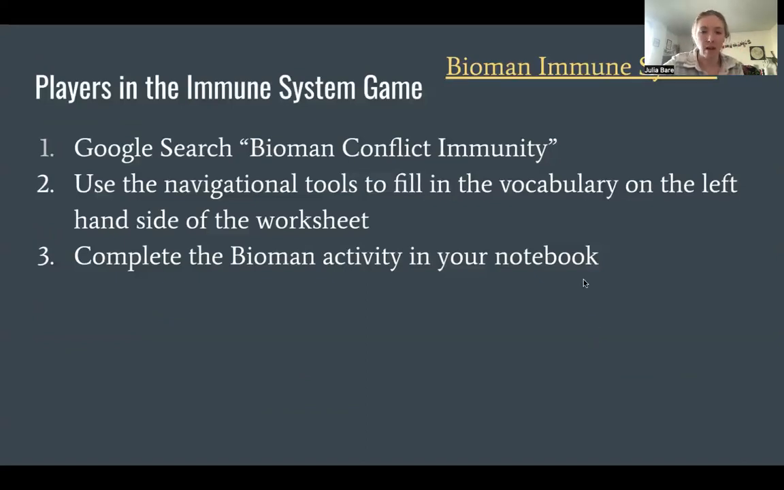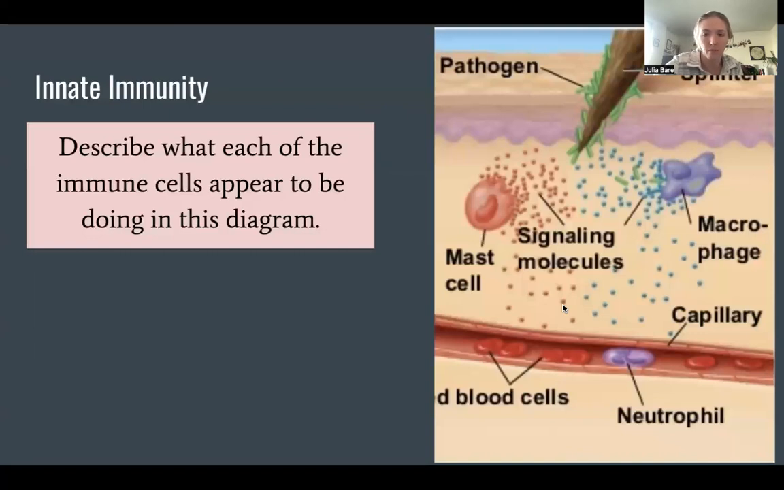One more resource that you can use to help you remember the players in the immune system is this Bioman Immune System game. There is a link here to the activity worksheet that you can use to help you practice and understand the immune system, but it's not required. It's just if you feel like you need more practice with the immune system.